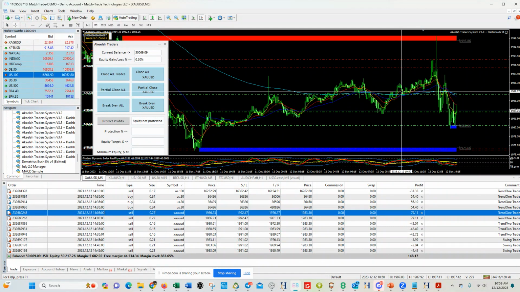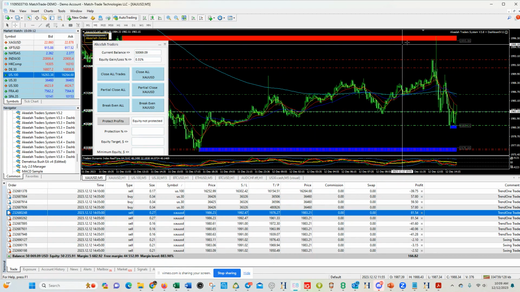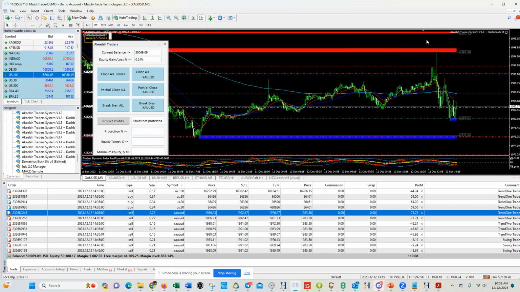So if you were trading this manually, this could have been an opportunity to have a pending sell. You could have said, if and when gold comes to this area, enter me into a sell. You could have put your stop loss somewhere up here just above this resistance area. That's a good way you could have manually traded that.